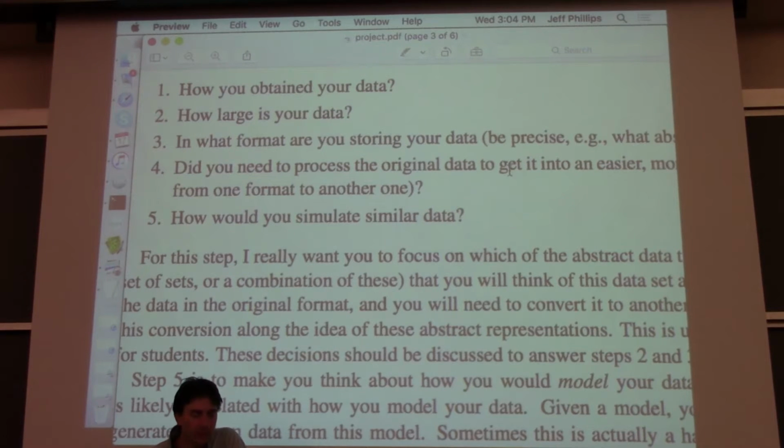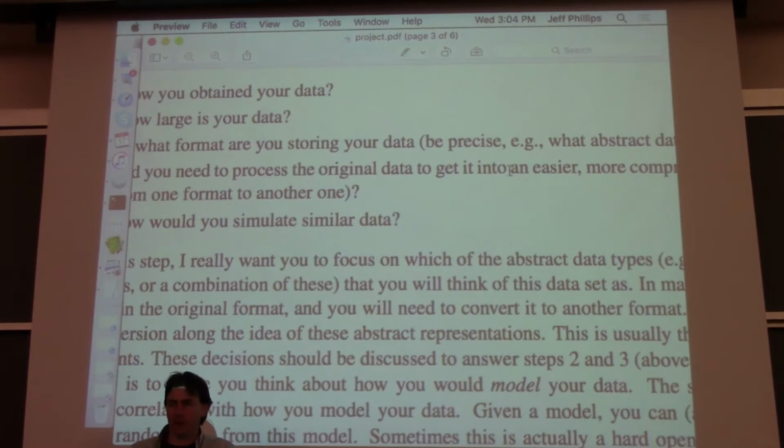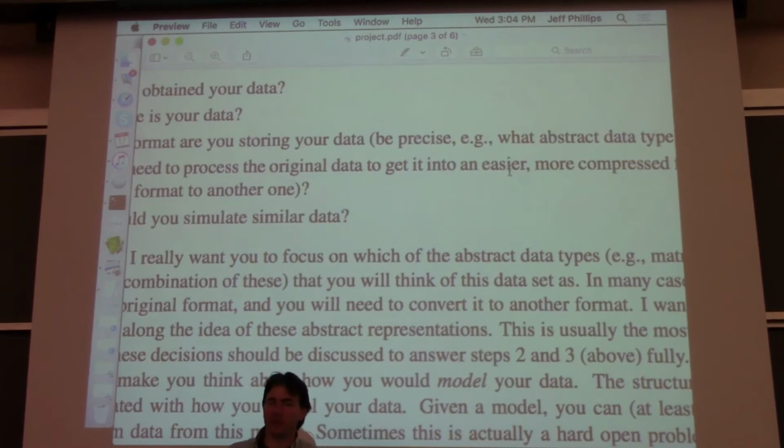And then the third one is what format are you storing it in? For some of you who have taken a database class or 2, you may say, I'm going to load it into a certain database, and that's okay. What I really want you to talk about is the abstract data type here. I want you to say, I'm going to represent this data as a matrix, as a point set, and the underlying distance may be the Euclidean distance or the Jaccard distance.